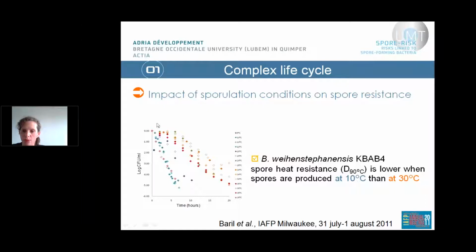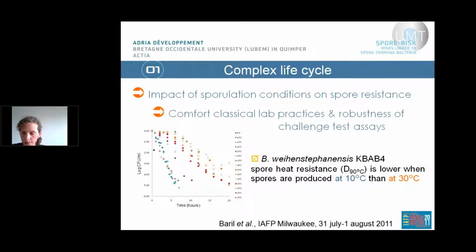And as you see here on this graph, where you have the population of spores as a function of heat treatment, you have spores produced at low temperature, 10 degrees, that are destroyed more quickly and easily by heat treatment of 90 degrees as compared to spores produced at a higher temperature, 30 degrees in this case. So the impact of sporulation condition on spore resistance is well documented, but this is quite important to address here because this is also comforting classical lab practices.